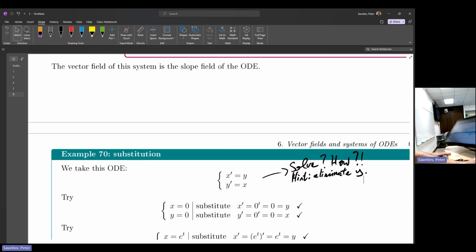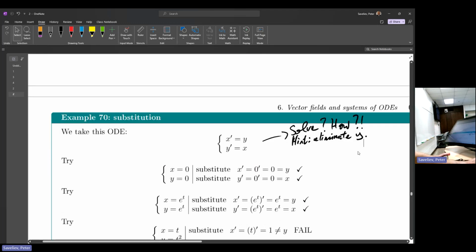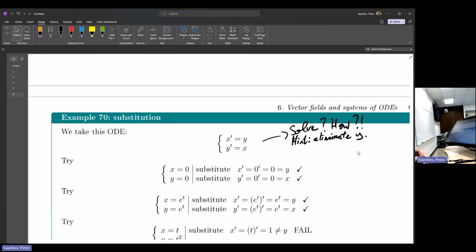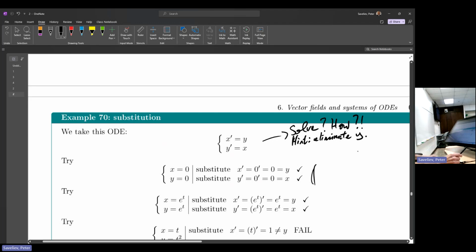Before we actually solve, there are experiments here. Trial and error is a good idea after all. As you can see here, I'm trying x equals 0, y equals 0, substituting them, and I have a bunch of solutions right away from nothing but guessing. If x is the zero function, then its derivative is 0. So I have marked these. These are all solutions.